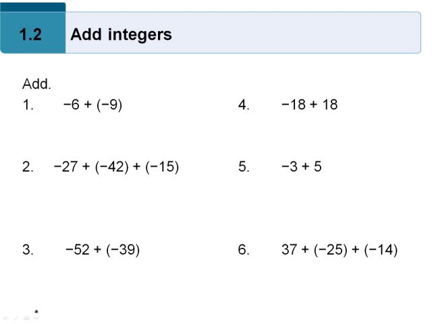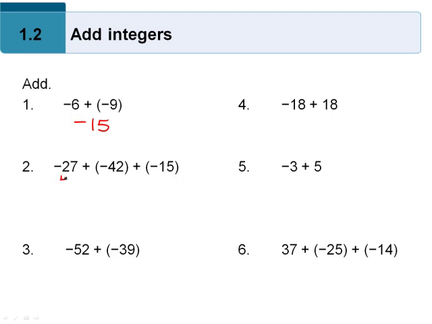Okay, so let's look at some examples. We have -6 plus -9. The signs are the same, so I'm going to add and keep the sign, which would give me -15. Okay? Now, number 2, we have -27 plus -42 plus -15. The signs are all negative, so I can add all of them.